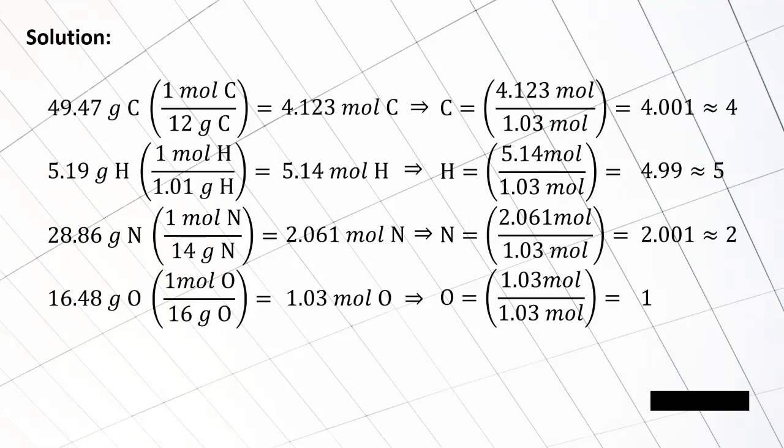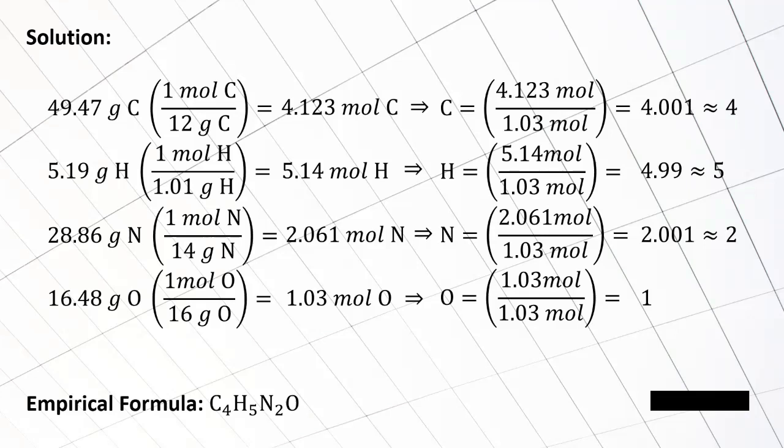Now, we have the results. So what we're going to do next is to equate the values to their corresponding element. So our carbon has 4 moles, hydrogen has 5 moles, nitrogen has 2 moles, and oxygen has 1 mole. So our empirical formula will be this: C4H5N2O. After getting the empirical formula, we have to compare the empirical formula mass to the given molar mass.